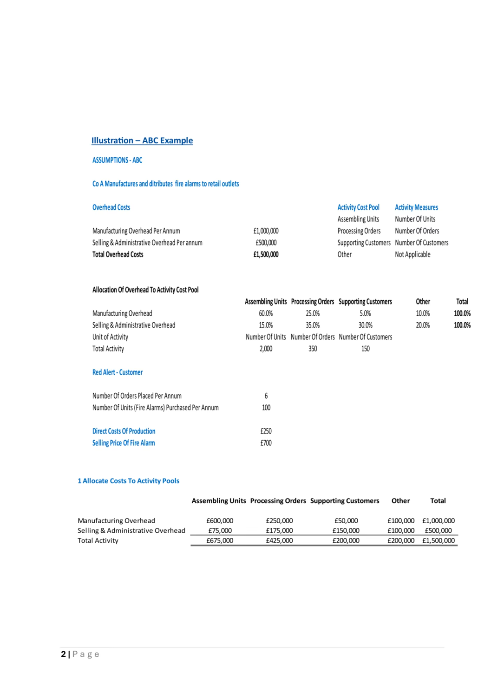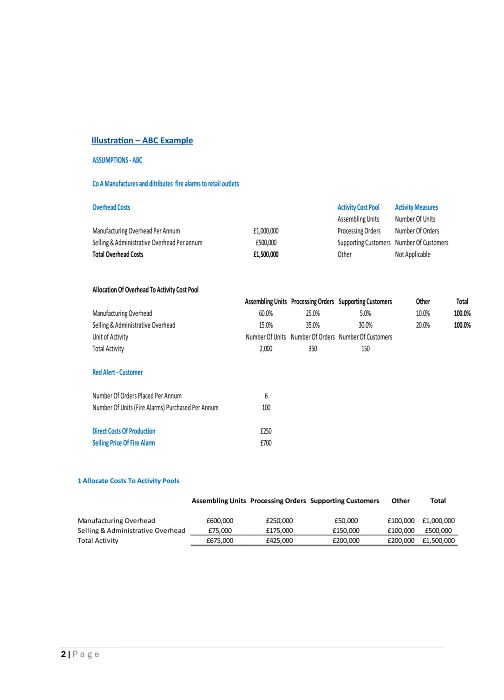The costs are then allocated to each activity pool, with manufacturing overhead split as £600,000 for assembling units, £250,000 for processing orders, £50,000 for supporting customers, and £100,000 for other activities. Similarly, selling and administrative overhead is divided as £75,000 for assembling units, £175,000 for processing orders, £150,000 for supporting customers, and £100,000 for other activities.